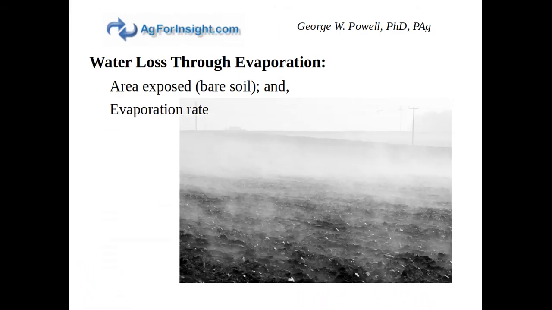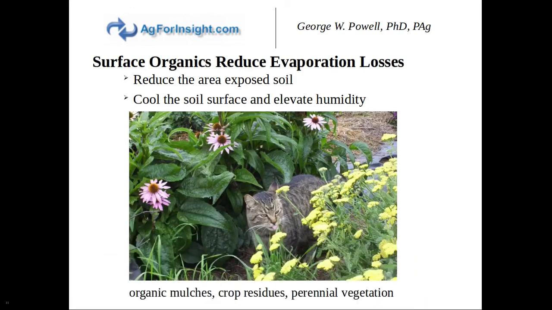Let's go through in detail just some of the mechanisms by which tilth and organics work on water conservation. So water loss through evaporation is a function of the area that's exposed, the amount of bare soil, and the evaporation rate. Surface organics reduce those evaporative losses on two fronts. First, by reducing the area of exposed soil, and this can be from a mulch, crop residues, or perennial vegetation cover. They also cool the soil surface and elevate the humidity, and those both reduce the evaporation rate.